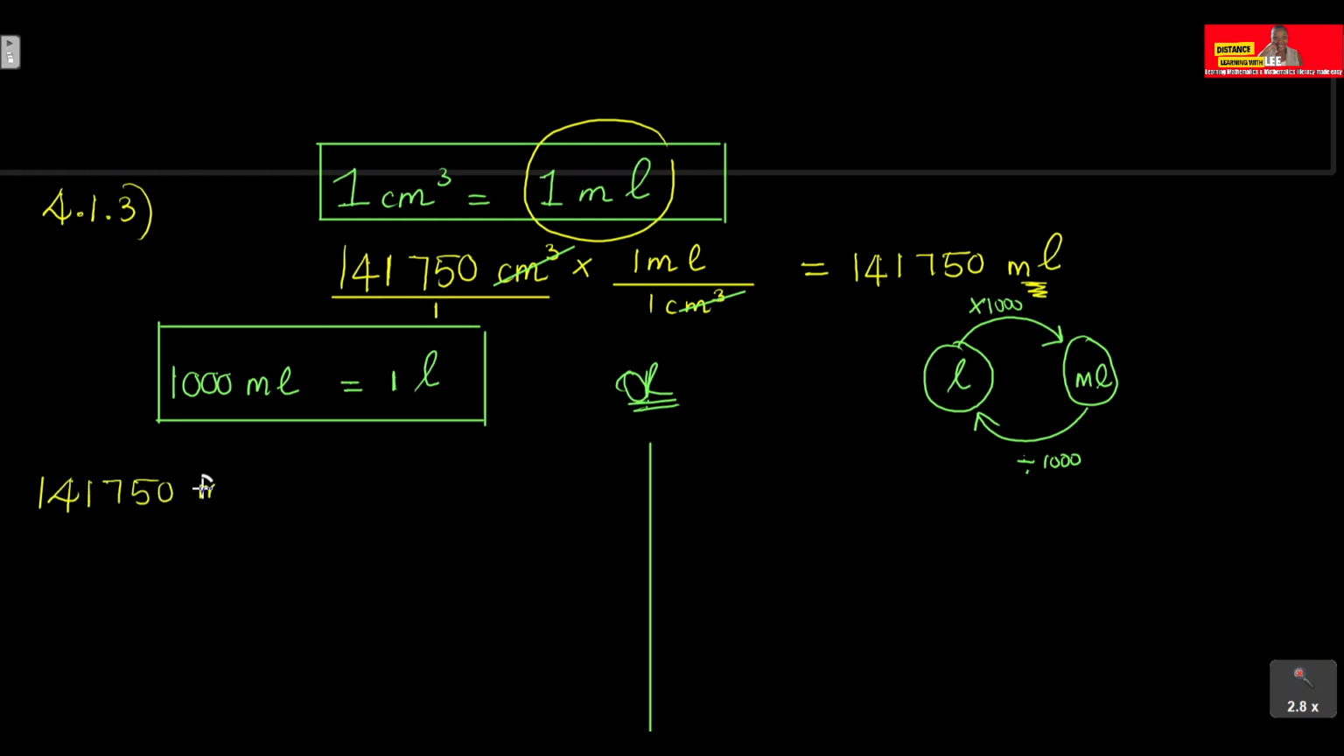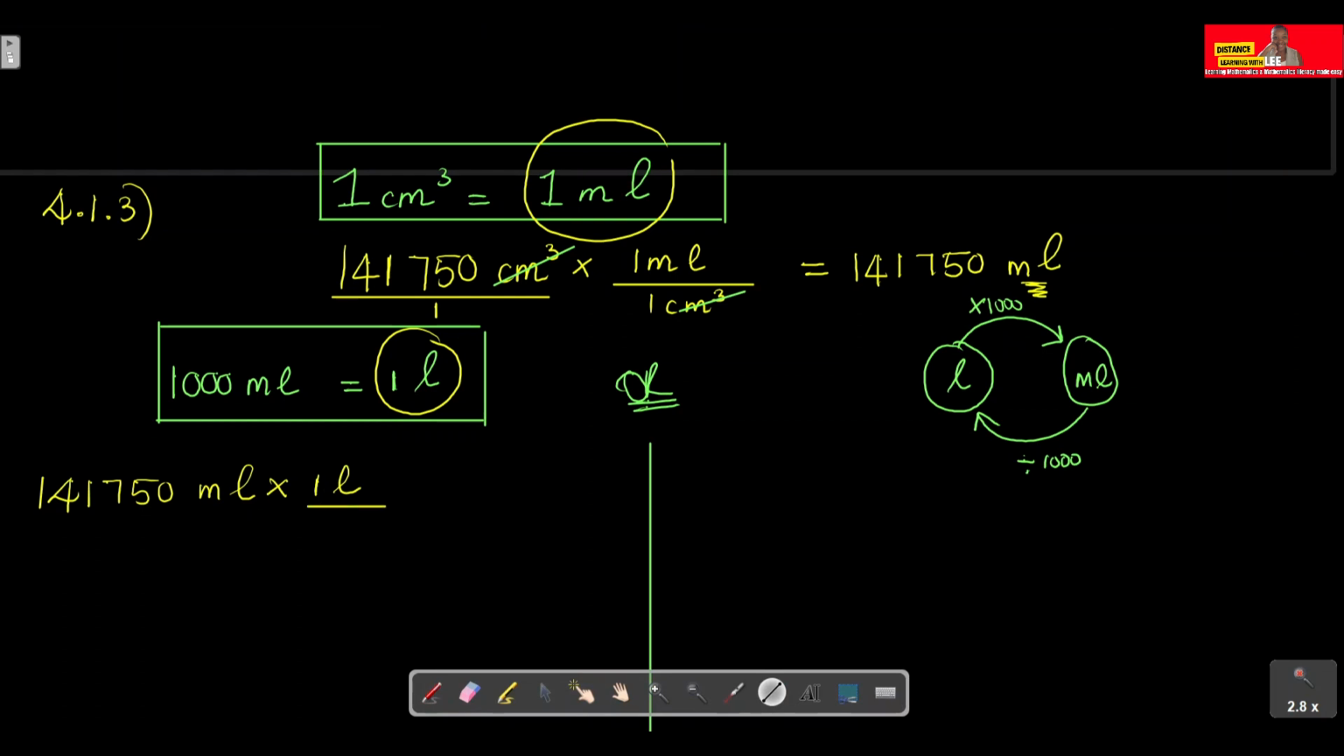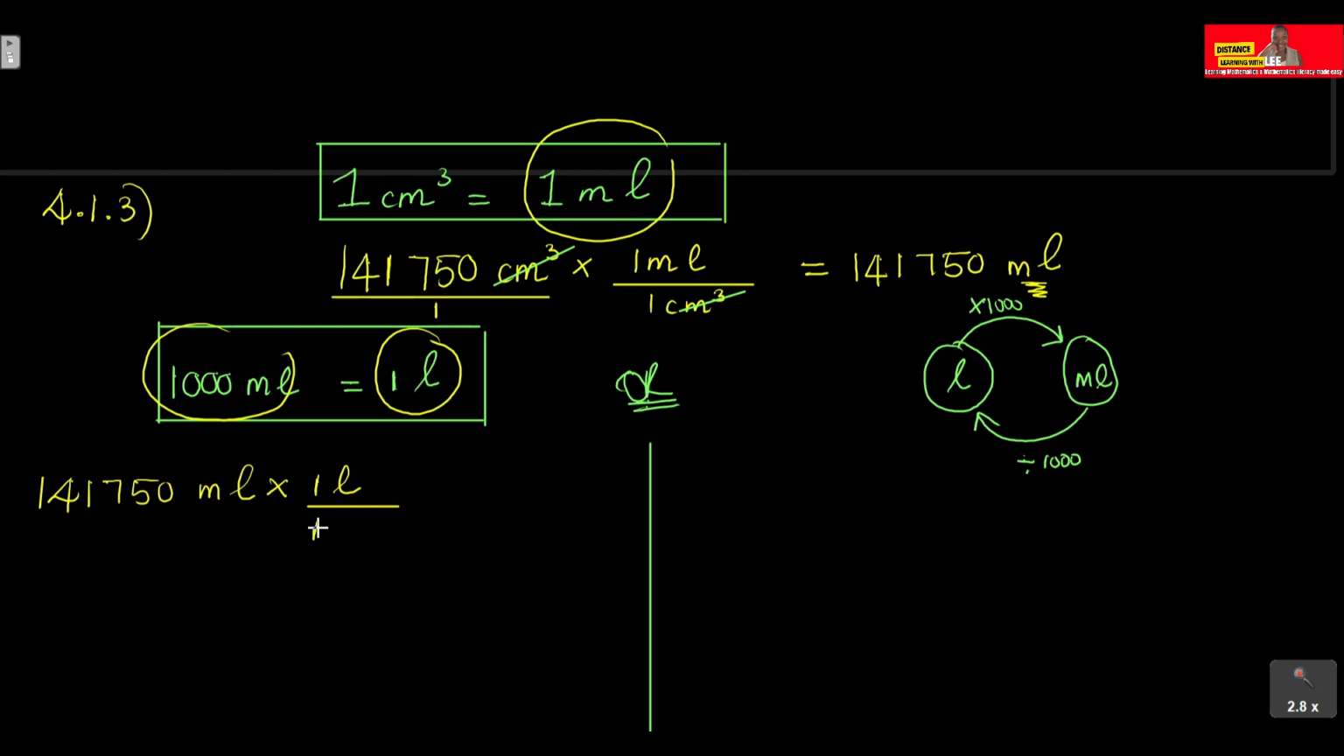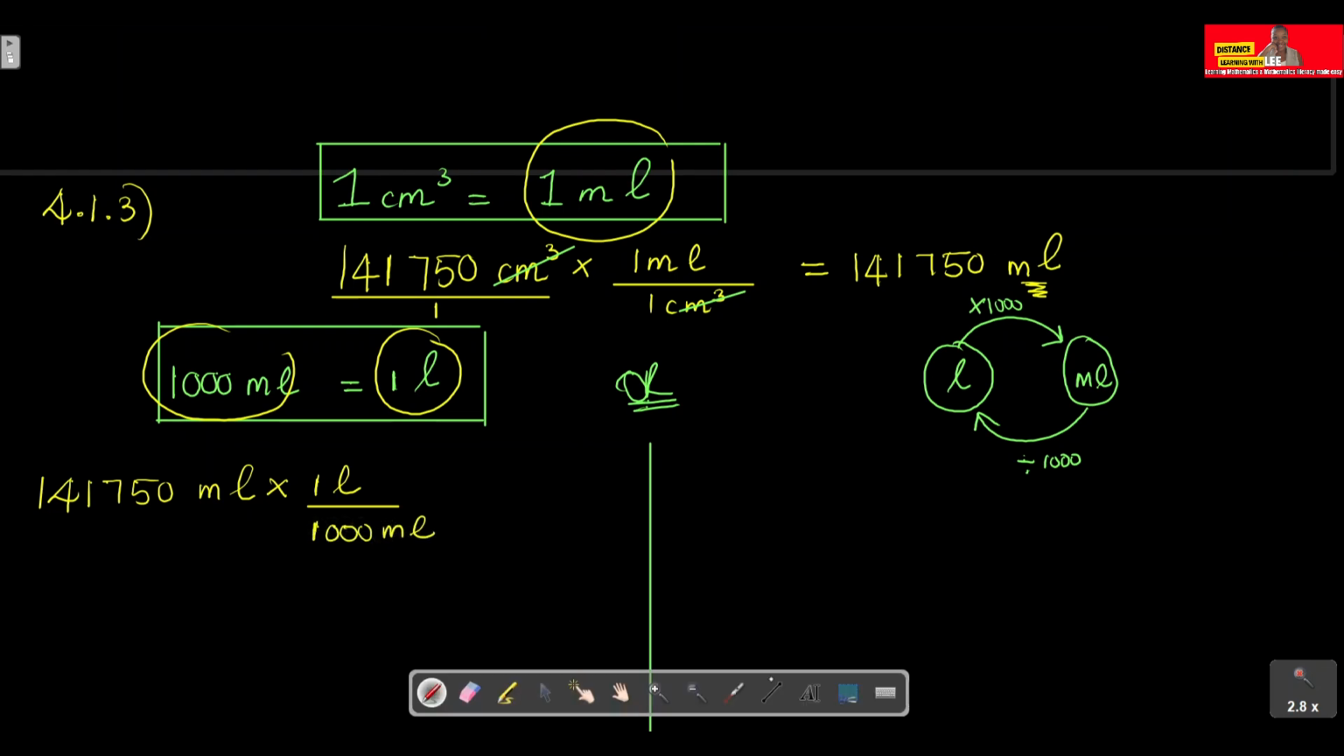So we're going to take the 141,750 milliliters, and you're going to multiply by what you want. You want your units in liters, so you're going to multiply by 1 liter, and you're going to divide by what you have, which is your units in milliliters. You're going to divide by 1,000 milliliters. Here, you should see your milliliters are cancelling, leaving you in the units that we want, which is liters. So you can do it like that, or you can even do it like this.